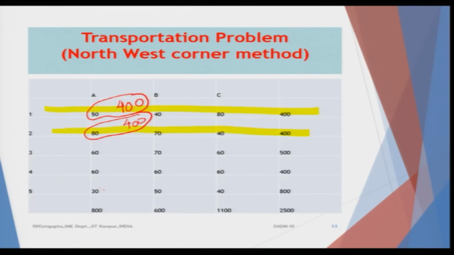Warehouse 2 is already done, warehouse 1 had already been done, but now, interestingly, see, you have already allocated 400 from A. So, A is also done. A is allocated, so you cannot concentrate on A anymore, you cannot concentrate on 1 anymore, you cannot concentrate on 2 anymore. Now, let us come to B.